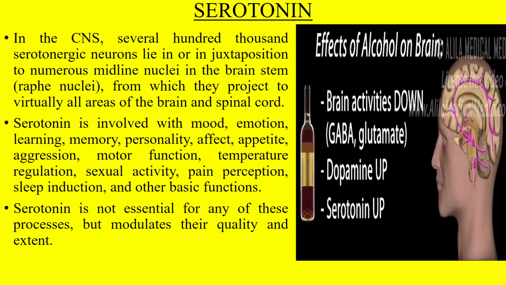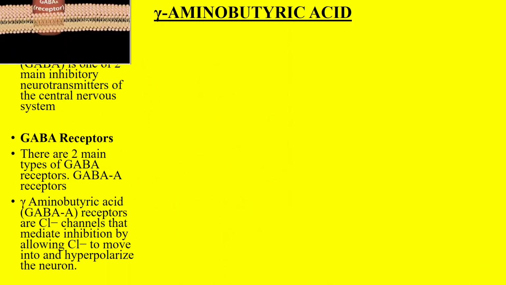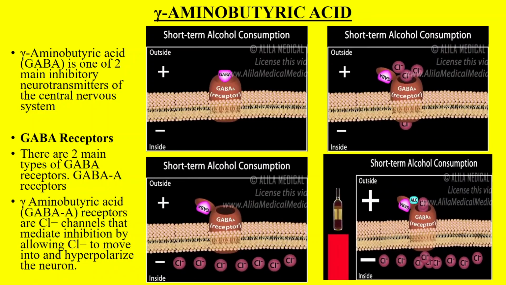So dopamine and serotonin are the upregulators, and in contrast to that, gamma aminobutyric acid is one of the two main inhibitory neurotransmitters of the central nervous system. And out of these, there are two main types of GABA receptors, of which GABA A receptor is mainly important, which is responsible for the influx of the chloride ions. GABA receptors open up and allow the influx of chloride, resulting in hyperpolarization of the neuron.